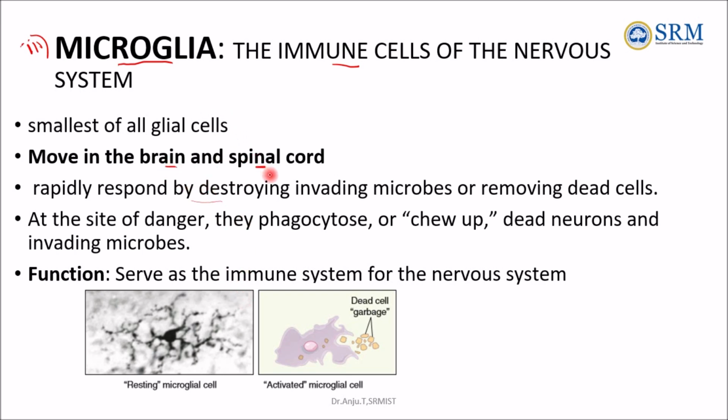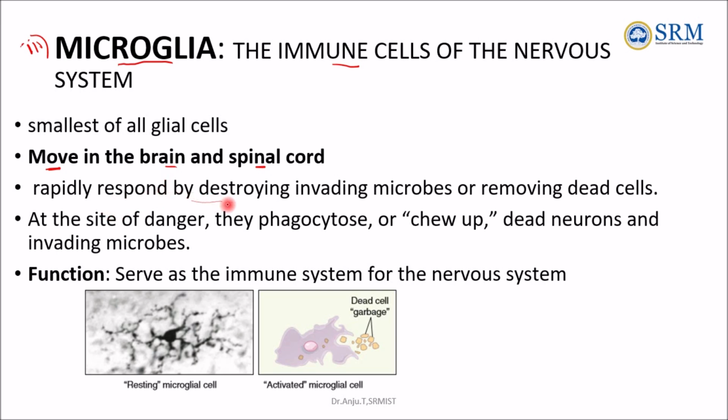If you consider the other types of glial cells, they are usually bound and not easily moving through, but these are small cells which are easily moving through the brain and the spinal cord. So, moving in this system, they find out if there is an entry of any foreign particle or organism, and they try to destroy it. So it is the glial cell which is moving in the nervous system.